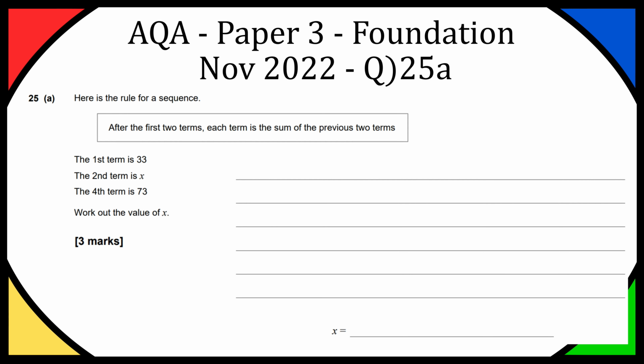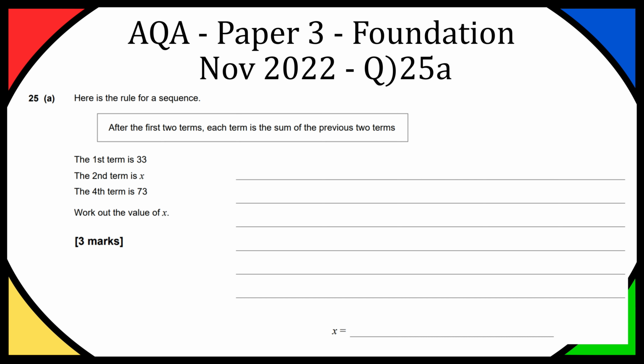Hey everyone, so we have question 25A from the past paper link down below, and it says, here is the rule for a sequence. After the first 2 terms, each term is the sum of the previous 2 terms. The first term is 33, the second term is x, the fourth term is 73, and it asks us to work out the value of x, and this is a 3 mark question.